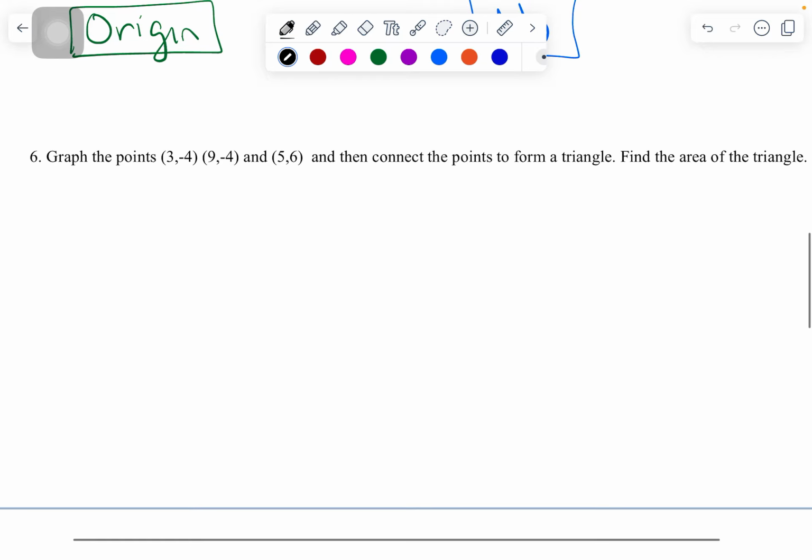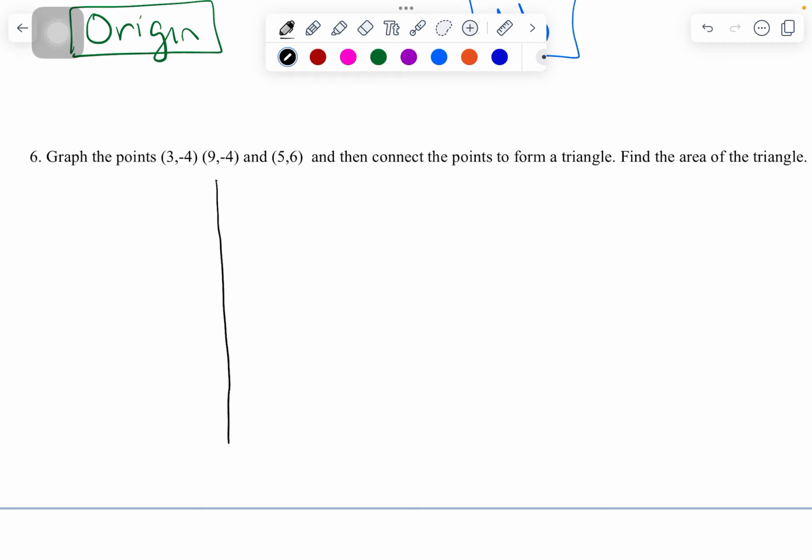Okay, so question number 6 asks us to graph some points. So I'm going to draw myself a lovely little grid here.